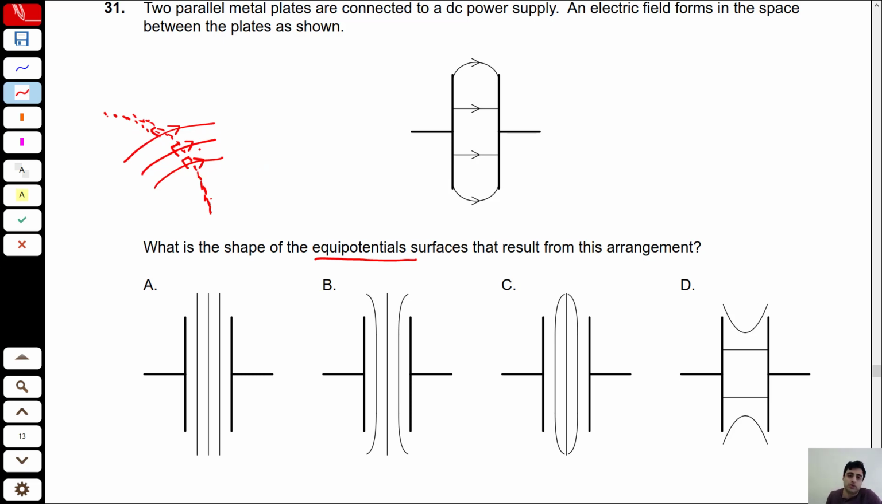So the equipotential surface here will be something like this. Perpendicular, perpendicular, perpendicular, perpendicular, something like this. As long as this is perpendicular, since an equipotential line cuts field lines perpendicularly, it's going to be B.